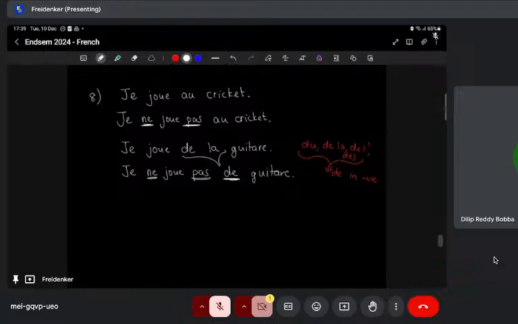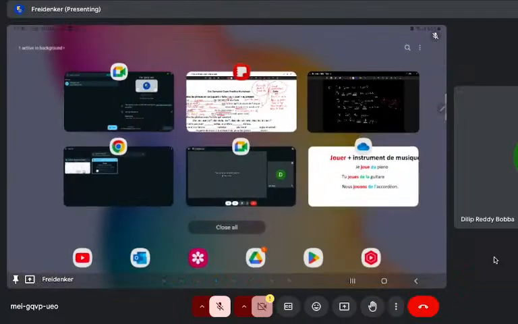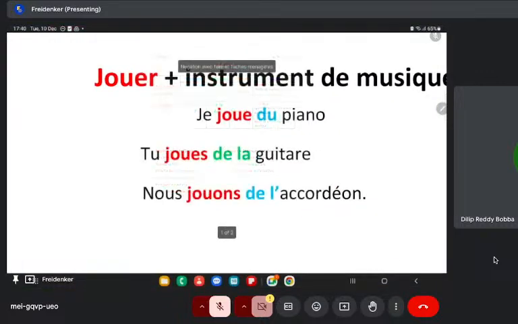Faire is also there, no? Je fais du yoga. Its negative is going to be the same thing, just add ne pas: je ne fais pas. Since I told you du changes, this will become je ne fais pas de yoga. There is no such change here because there is no de. So au will remain as it is. Don't change it to à. Don't do that. Au will remain au. Now, is there anything else in this? They didn't mention the negatives of these.